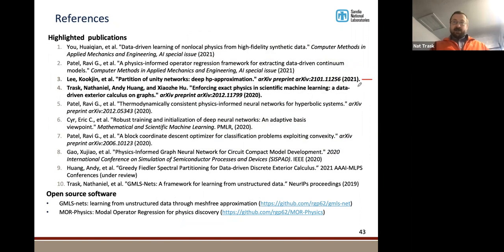This paper right here is the partition-of-unity network stuff. This is the data-driven exterior calculus on graphs stuff that I mentioned. This paper here shows us applying this to semiconductor development. What else should I mention? This one here is the stuff about extracting equations of state from data and so on.